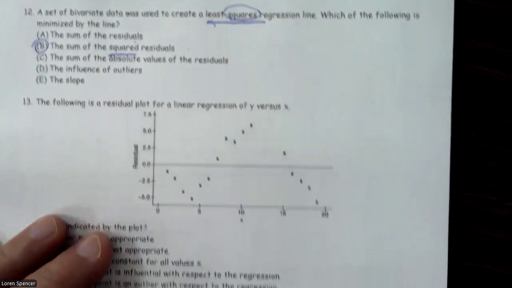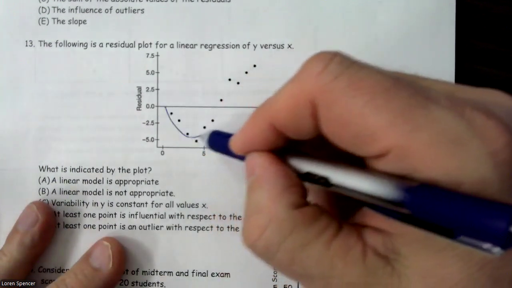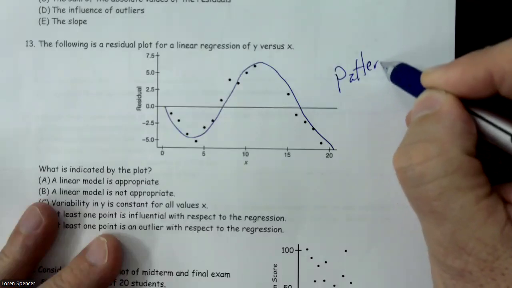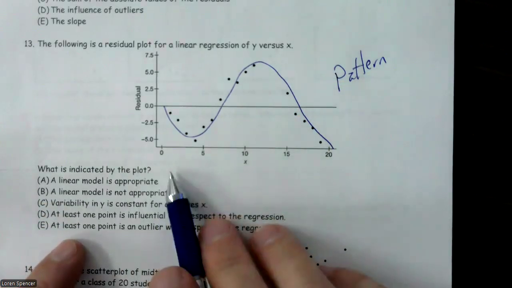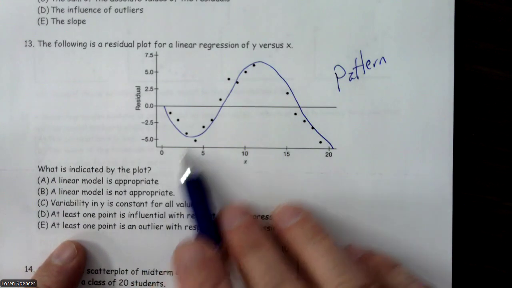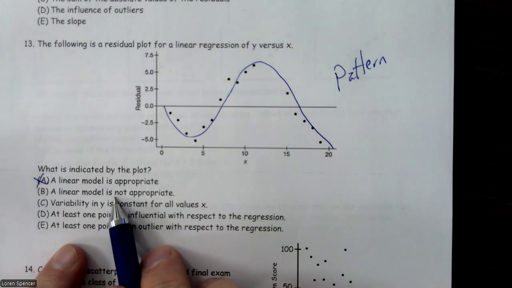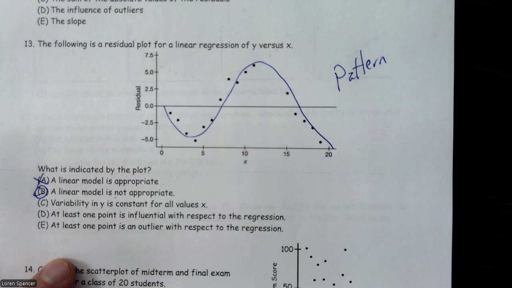All right, number 13. The following is a residual plot for a linear regression of y versus x. Right away, I see I have a pattern. We don't like that. That means a linear model is not appropriate, some other model is. So the first one, a linear model is appropriate. No, we don't want a pattern. It needs to be random. B, a linear model is not appropriate. That is correct. So 13 is B.